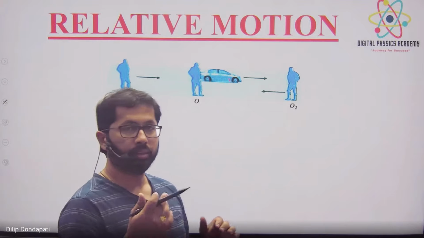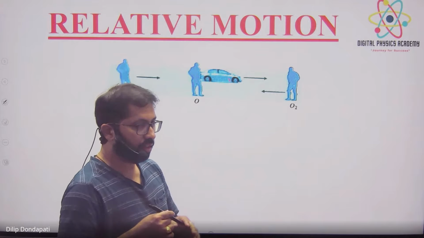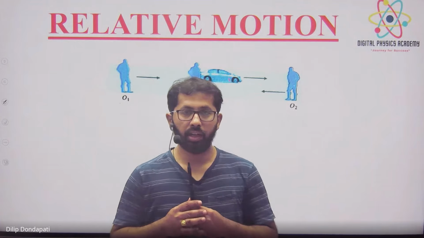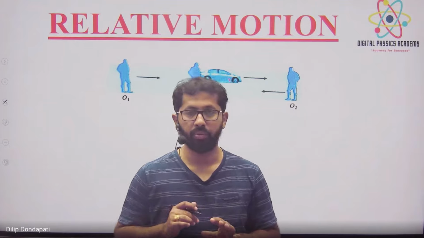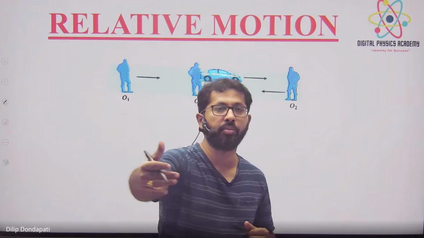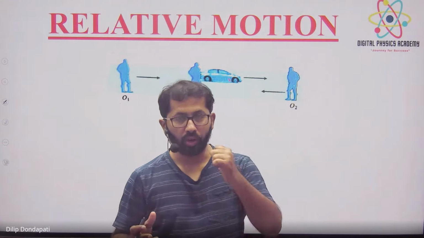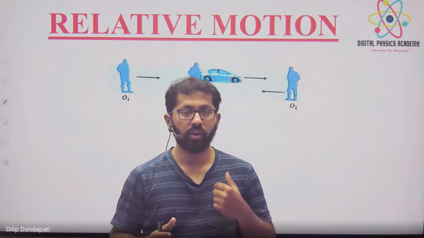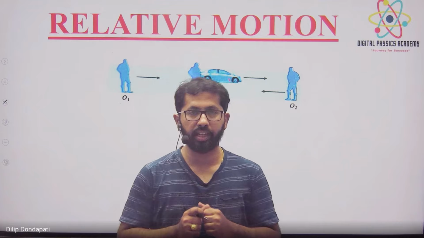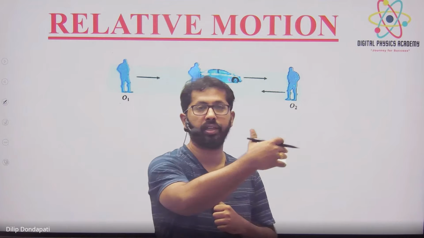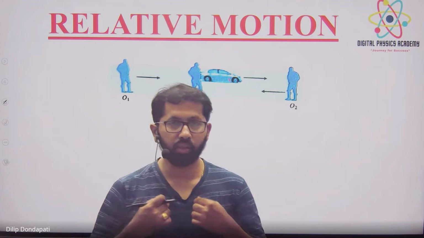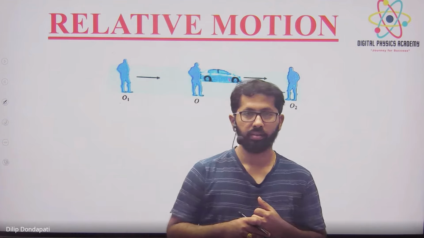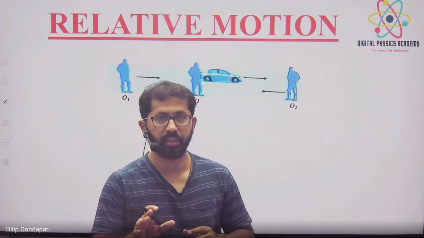Okay. Suppose you are standing beside the road. I'll give a small example. A car is going with 10 meters per second in front of you. So according to you, what is the speed of the car? You are standing, the car is moving with 10 meters per second. According to you, what is the speed of the car? 10 meters per second. Okay.